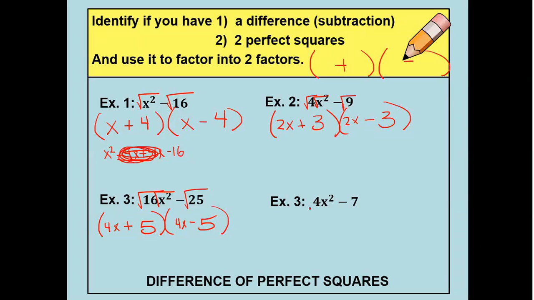Here, it looks like we have a perfect square here. Negative 7 is not a perfect square. Guess I can't factor this. So this one is not factorable.